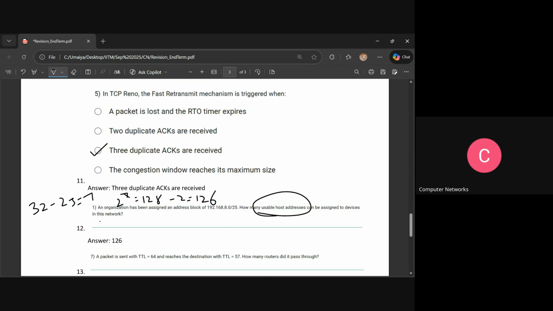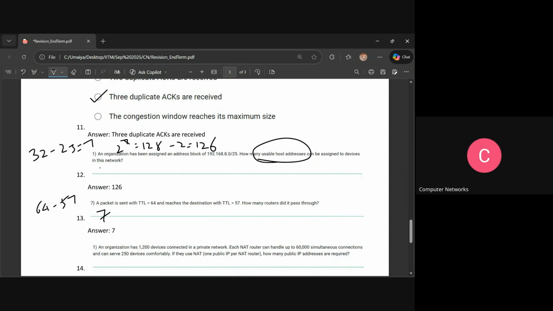Okay, here is the next question. A packet is sent with TTL of 64 and reaches the destination with TTL of 57. So how many routers did they pass through? The difference between the two. Initial time to live is 64. At the destination, it's 57, which means the difference is 64 minus 57, nothing but 7 will be the answer here.